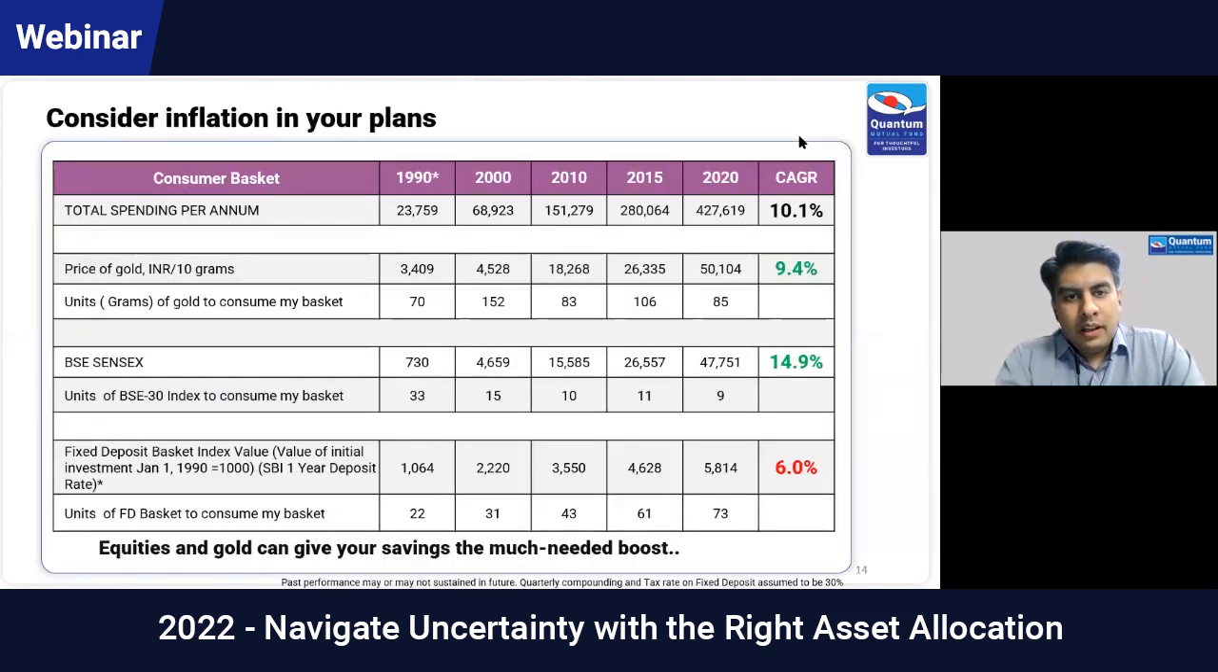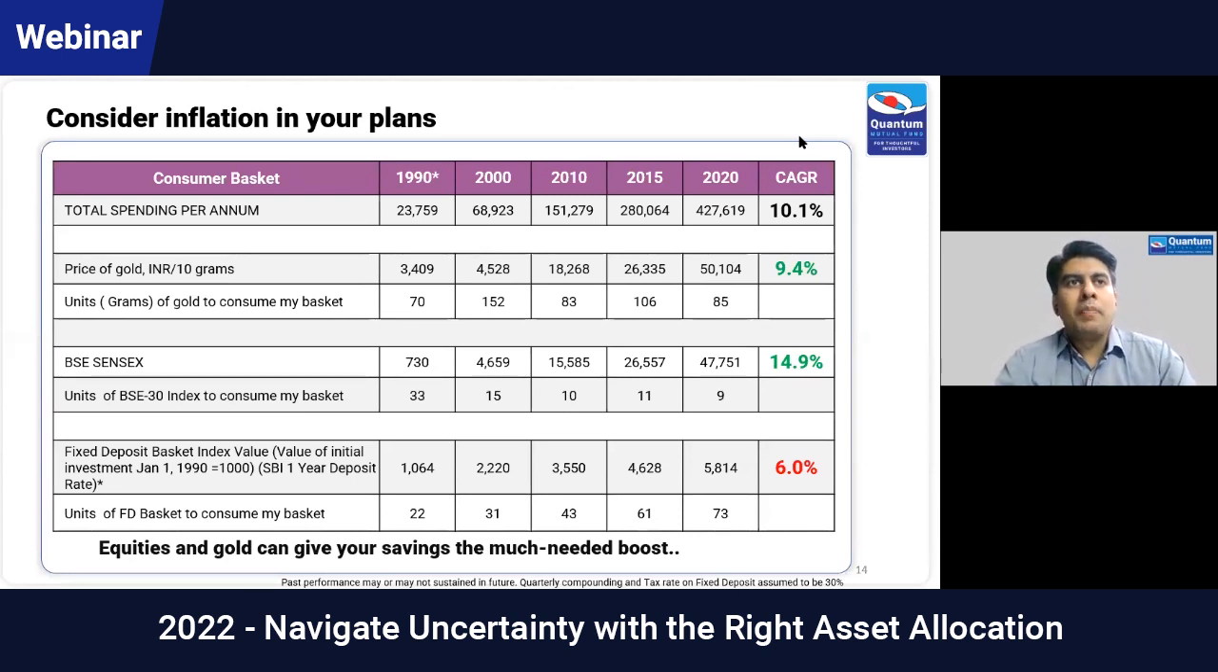So if you look at this slide, which most of you would be aware of, fixed deposits have been a losing proposition overall. They have generated about 6% return over a very long time frame, that is after tax. And if you look at a consumption basket, we all have a basket of spending, and what that basket was about 24,000 rupees a year for a family in 1990 has increased to about 4,27,000 rupees.